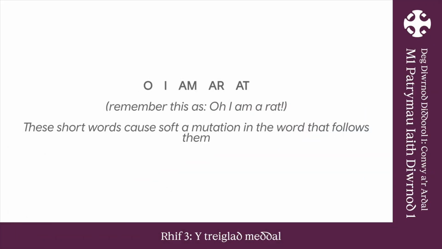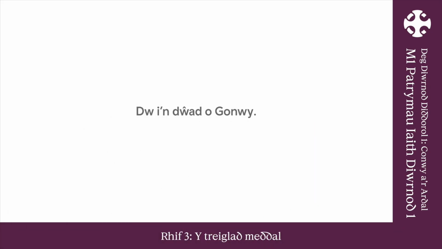Number 1. O, i, am, ar, at. Remember this as, oh, I am a rat. These short words cause a soft mutation in the word that follows them. For example, dwi'n dod o Gonwy. Conwy follows o, so the k mutates to a g.